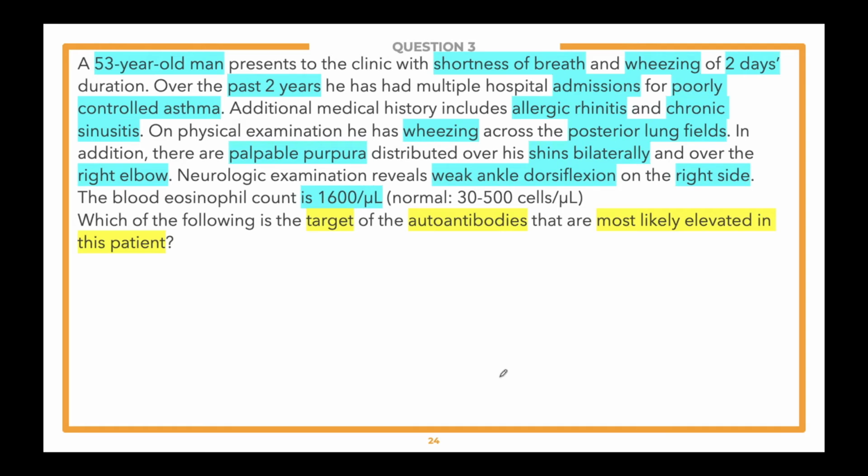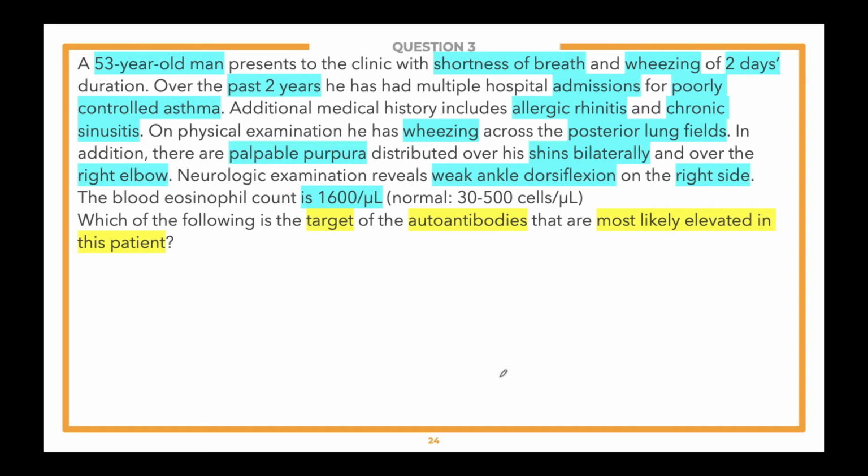But they do tell us something more chronic. Over the past 2 years, he has had admissions for poorly controlled asthma, so we get some nice medical history there. And even the next sentence gives us some more medical history. So you wonder, why are they giving us all these things about asthma, allergic rhinitis, sinusitis? Now, they then go on to give us some physical exam findings, some things that are definitely abnormal, so you definitely want to make note of those, and we're going to have to try to piece this together.